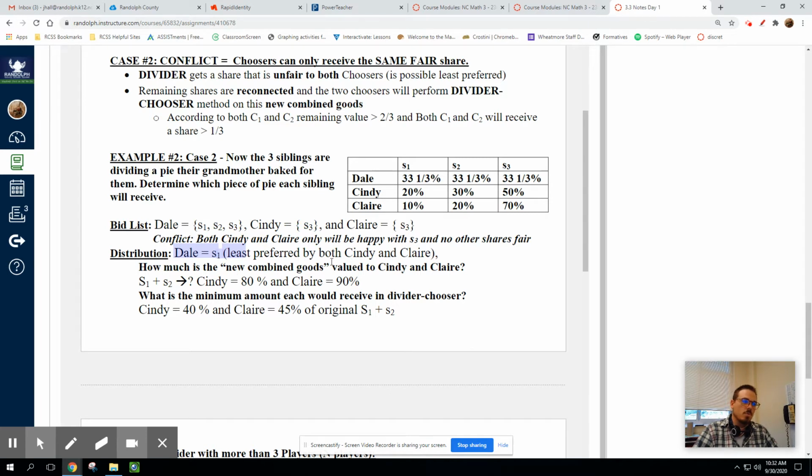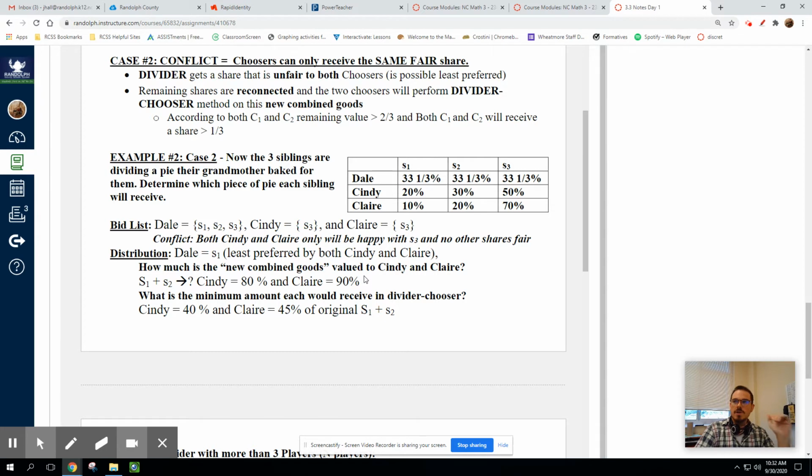Why does Dale get S1? Because both Cindy and Claire say that that is the least preferred to them. For Cindy, it's 20%, which is the lowest percentage. For Claire, it's 10, which again is the lowest percentage. So now Dale gets that S1 piece, and they're both left with S2 and S3, or the second cut and the third cut. So how much is the new combined goods valued to Cindy and Claire? Well, Cindy is 30 plus 50, which is 80%, and Claire is 20 plus 70, which is 90%.